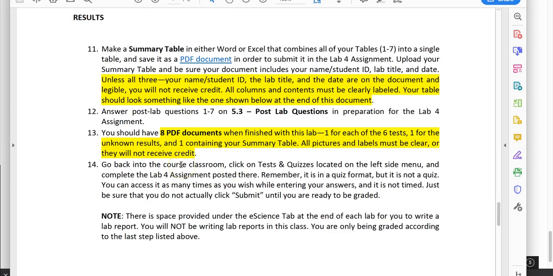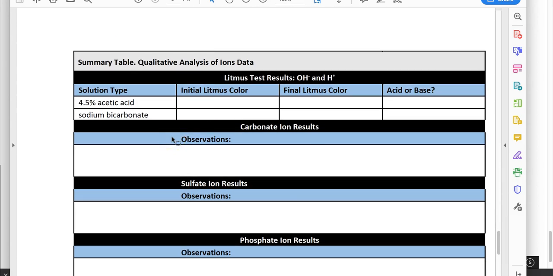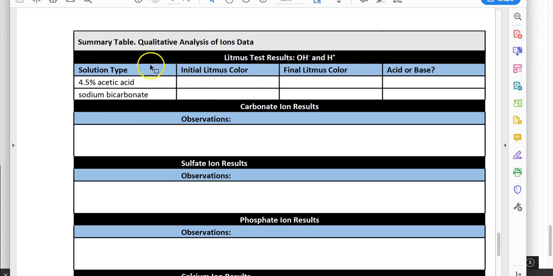At the end, you should have 8 PDF documents, one for each of the 6 tests that you do, one for your unknowns, and one with your summary table, okay? And in fact, you know what? I take that back. Instead of downloading all these separately, this is the summary table. My apologies, I spoke wrong.